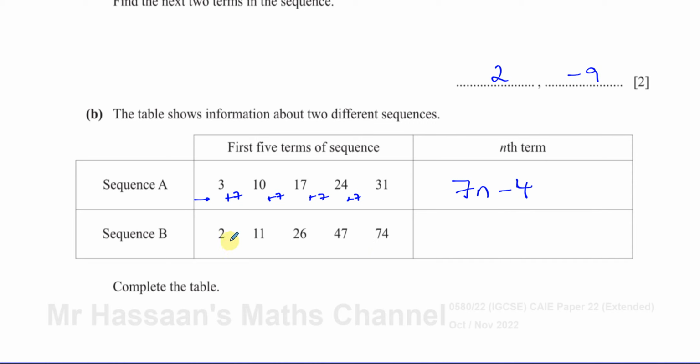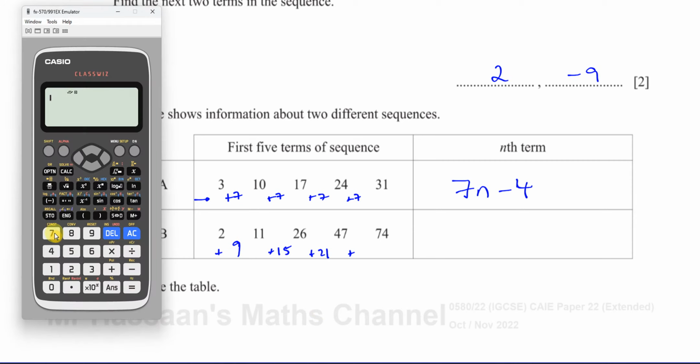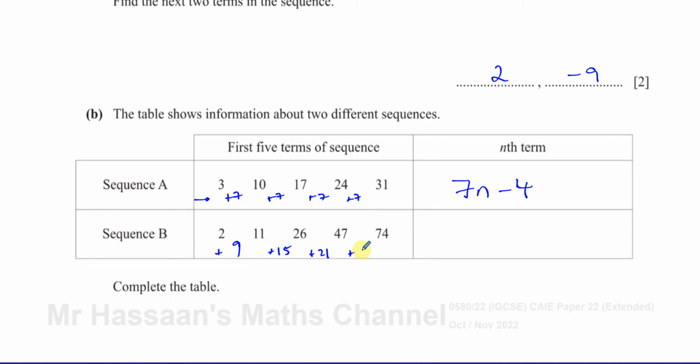Now, sequence B, again, let's do the same thing. 11 minus 2 is 9. And then 26 minus 11, well, that's 15. It's going up by 9 and then by 15. 47 minus 26, well, that's going up by 21. And 74 minus 47, let's just make sure, 74 minus 47, that's going up by 27.